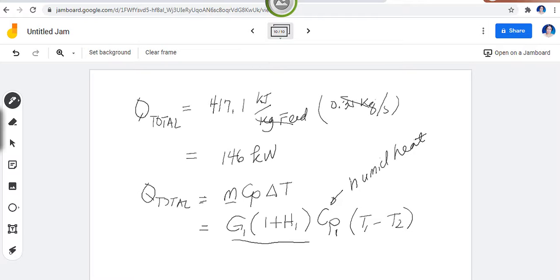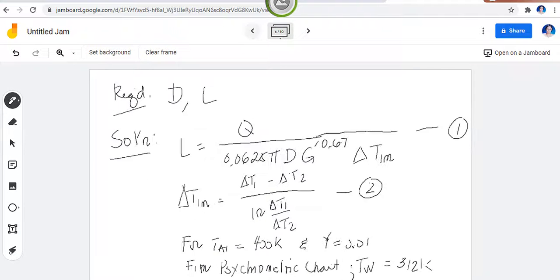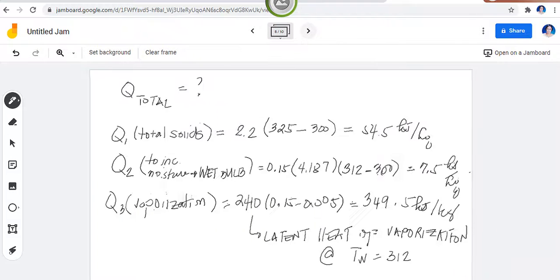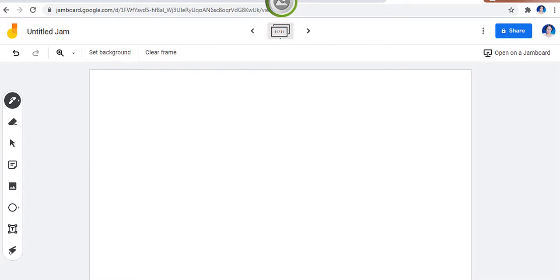Now, since we still do not know the humid heat, I will label this as equation 3. I think this is equation 3. Okay, that's equation 3. So, we will have that. Then, we will determine first the Cp1, or the humid heat for our dry air and water vapor mixture.